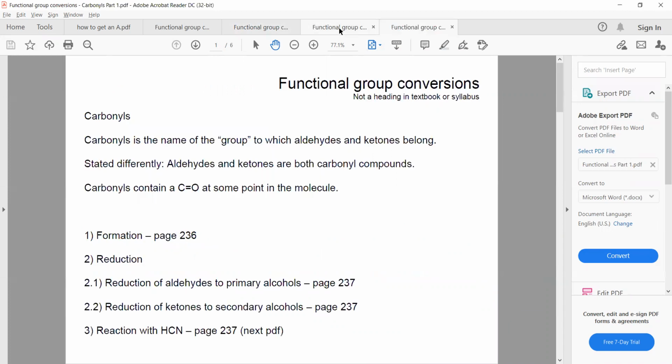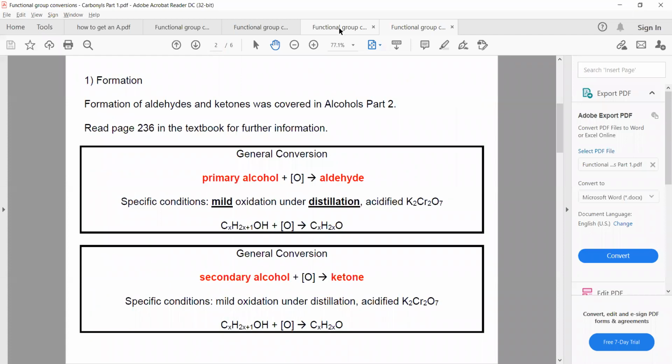So I'm not going to spend too much time on this because in reality, it's actually just the reverse of the oxidation. So what you can do to the alcohol to form the carbonyl, you can do exactly the reverse process. You can undo the oxidation by doing a reduction. Formation of aldehydes and ketones was covered in alcohols part 2, so we don't have to talk about their formation again, because they were formed from alcohols, which we already talked about.